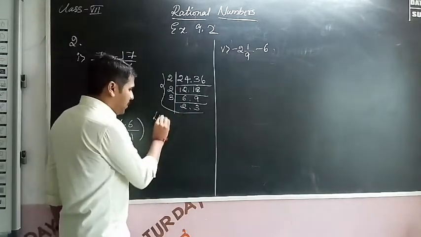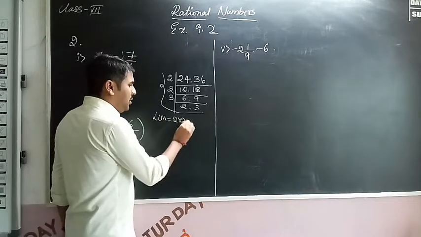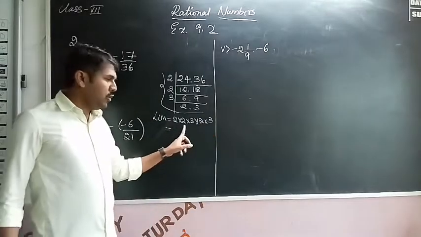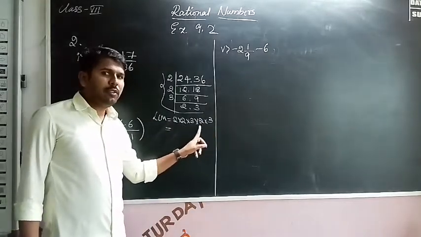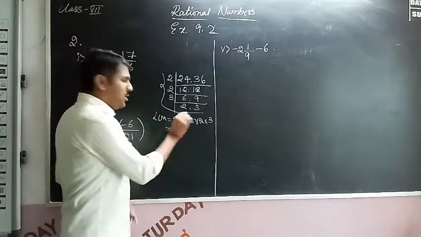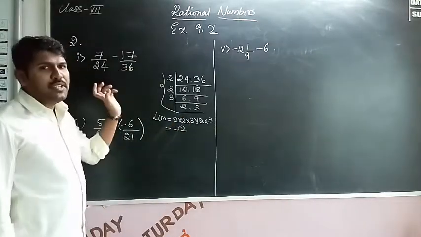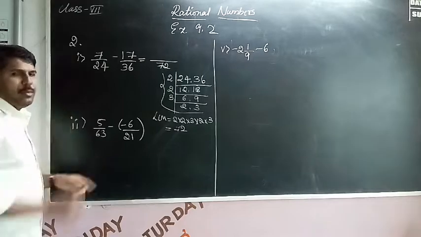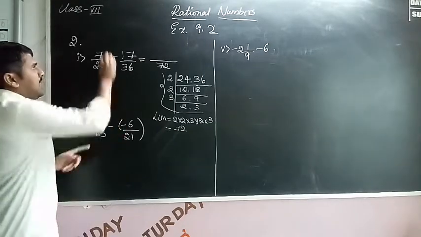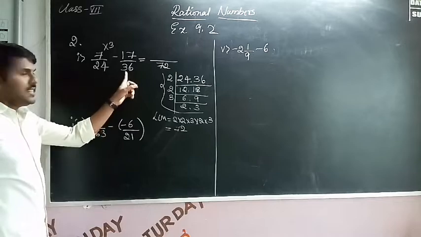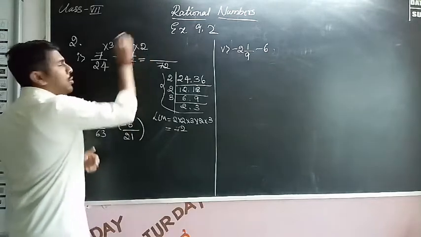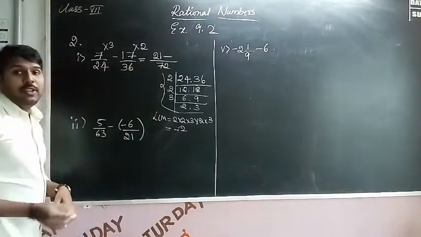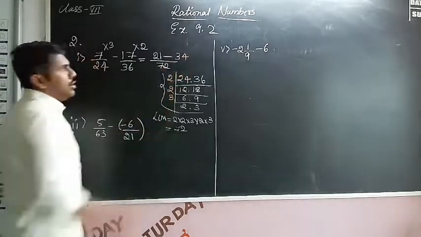So LCM is 2 into 2 into 3 into 2 into 3. So what will we get as the answer? 2 2s are 4, 4 3s are 12, 12 2s are 24, 24 3s are 72. So here the LCM is 72. So what do we have to multiply? Here 24 is there, 24 3s are 72. 36 2s are 72. What will we get? 7 3s are 21, minus 17 2s are 34.